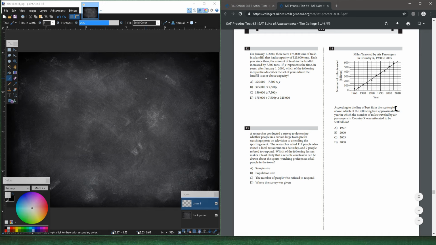According to the line of best fit in the scatter plot above, which of the following best approximates the year in which the number of miles traveled by air passengers in country X was estimated to be 550 billion? So we've got to look at 550 billion here. Right here, about this line, between 500 and 600, that's close to 2005, but just a little bit below. So it might be like 2003. So it's C.